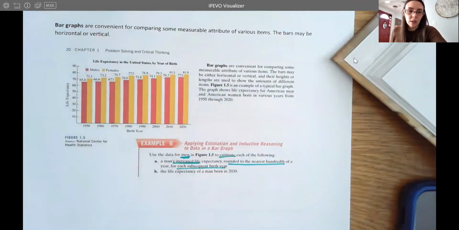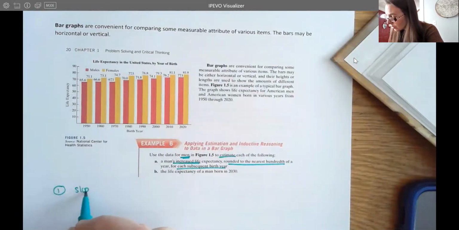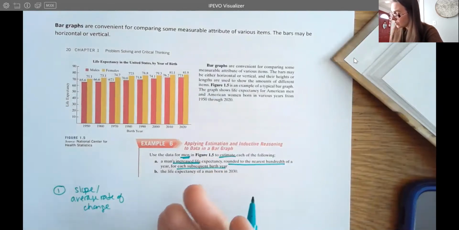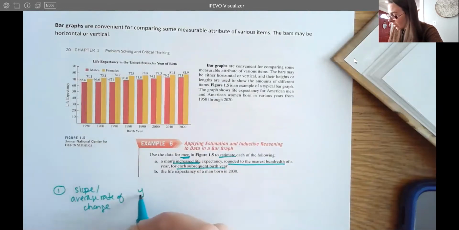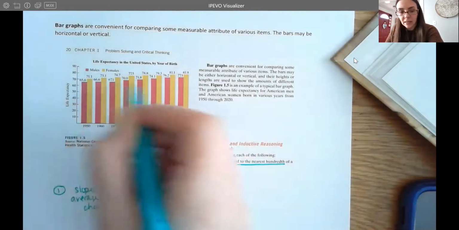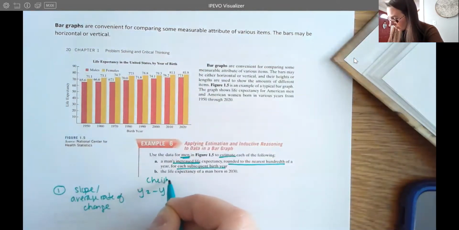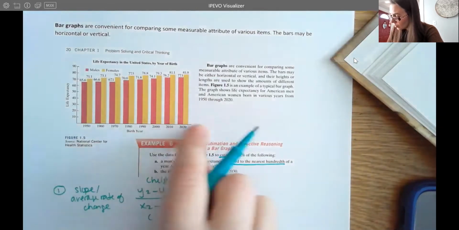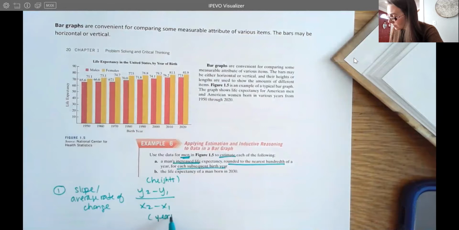Now, there's a few ways you can do this. So one way is you can kind of go year by year, but that's quite tedious. Another way is to really use the idea, if you've seen it before, of slope or average rate of change. So what slope says is that we can take two values. So we can take our y values, which are our heights here, and then we can subtract them with our x values in this case, which would be the horizontal. So these would be the years.